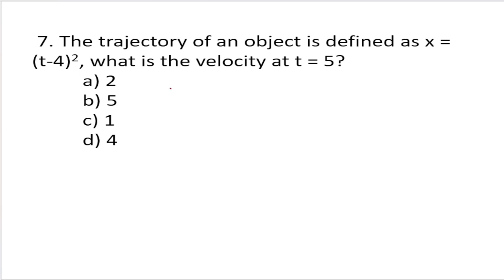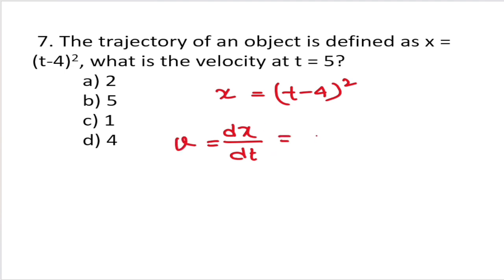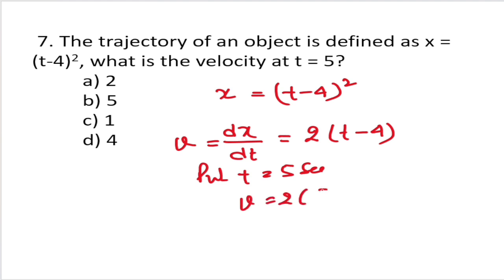Now question number seven. The trajectory of an object is defined as x equal to (t minus 4) whole square. What is the velocity at t equal to 5? Now we differentiate, and in this case we get the instantaneous velocity. So dx upon dt equals 2(t minus 4). Now put t equal to 5 second, then we get v equal to 2 times (5 minus 4), and 5 minus 4 is 1. So the answer is 2 meter per second. So the correct option is A.